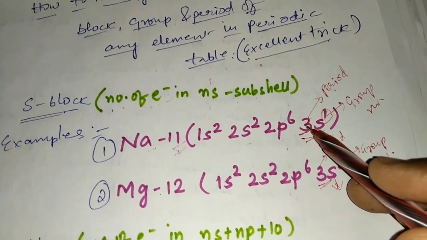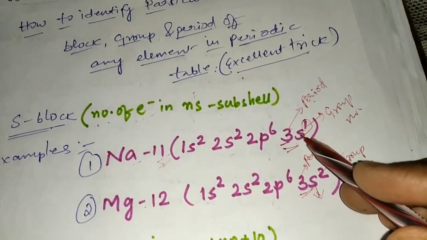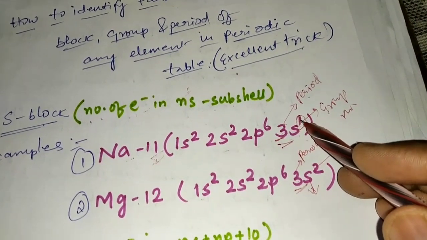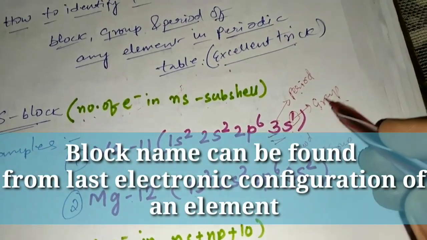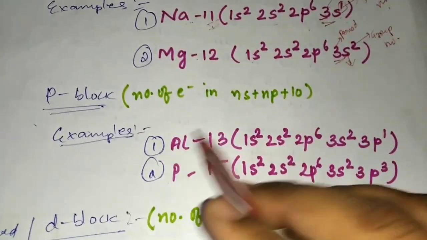Okay, so here the number of shells is 3, and that gives me the period number. It belongs to the S block, and the outermost electron, that is the valence electron, gives me the group number. I hope this is clear to you. So moving on to the P block elements.